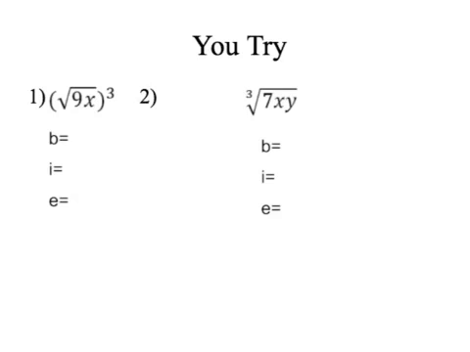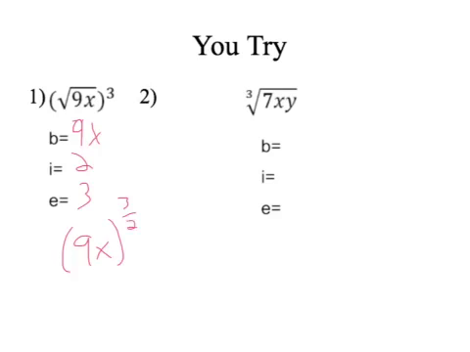Alright, number 1, base would be 9x. And the index, it's not showing, so it's automatically a 2. And the exponent is 3. So once again, keep your base in parentheses, and you want to raise it to the 3 over 2 power.